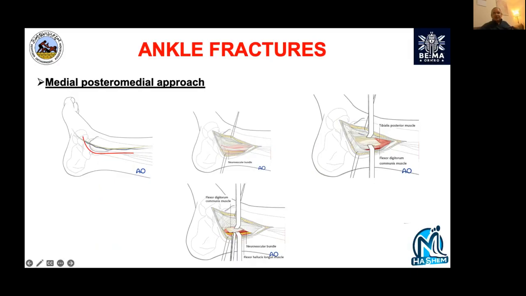On your lateral side will be the neurovascular bundle and the flexor digitorum, and on the medial side will be the tib post, and then you can expose all the posteromedial tibia. The risks here are complications of the tib post post-operatively, and definitely neurovascular injury.